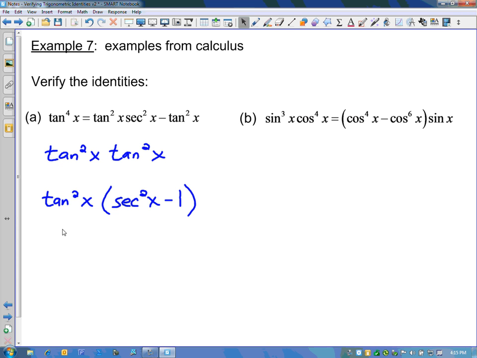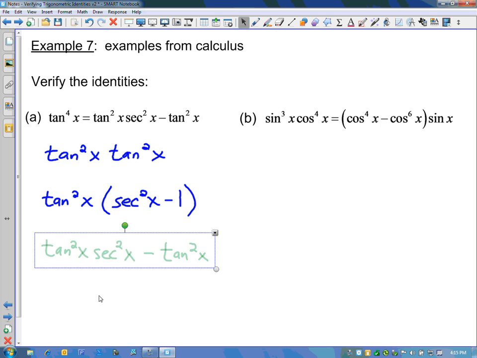And then finally, if we go ahead and distribute that tangent squared, then I'm going to end up with tangent squared secant squared minus tangent squared, which is exactly what we were looking for. It's not a complicated identity to verify. It's actually pretty easy. But that first key step is not a very obvious one. And we have the same thing with B. The first key step is the unobvious one, and then it's pretty straightforward from there.